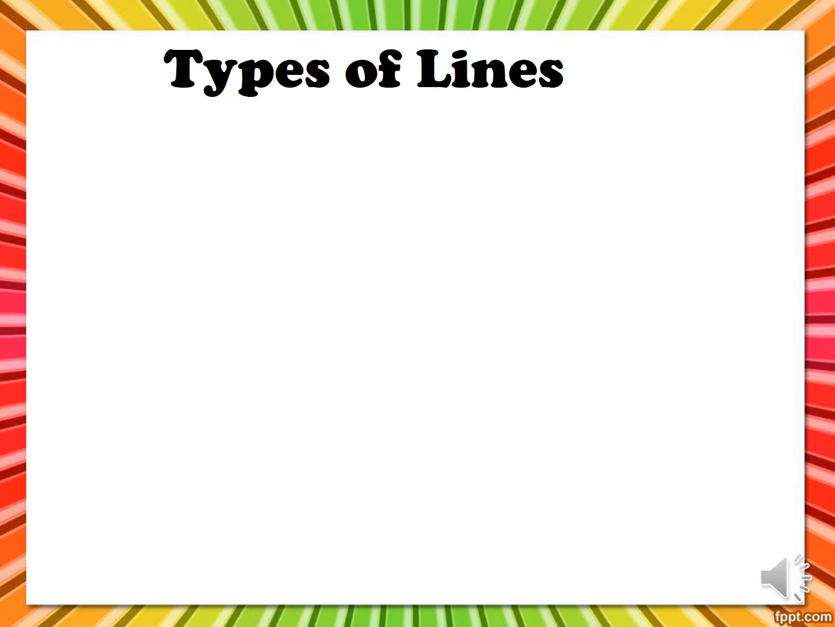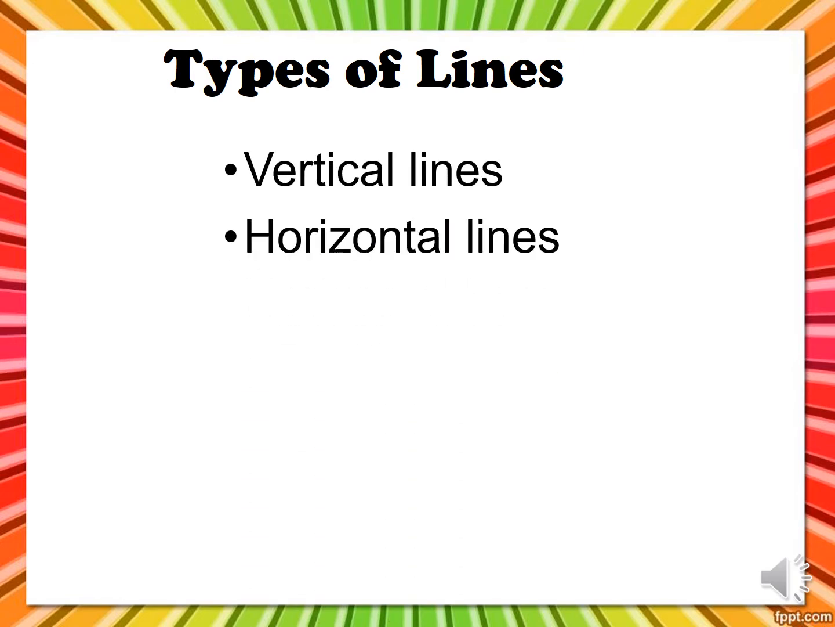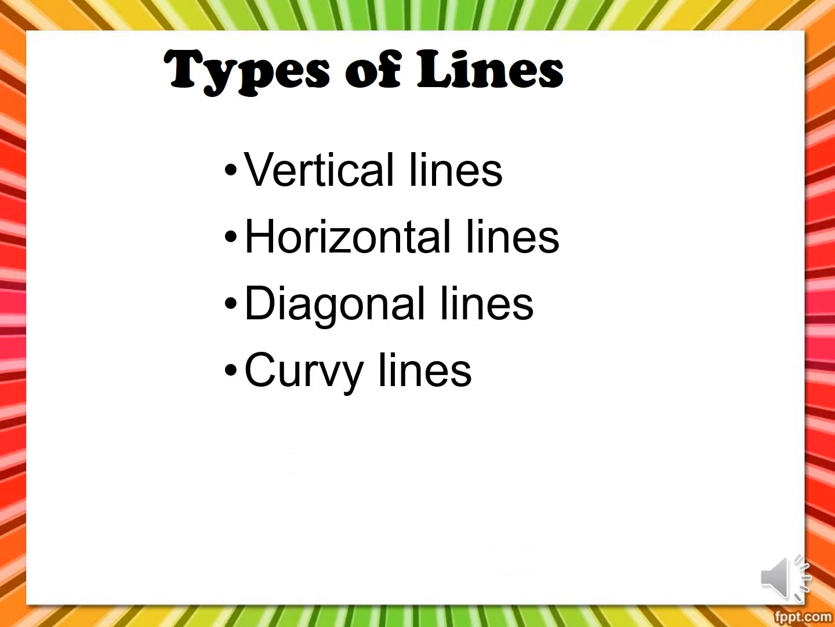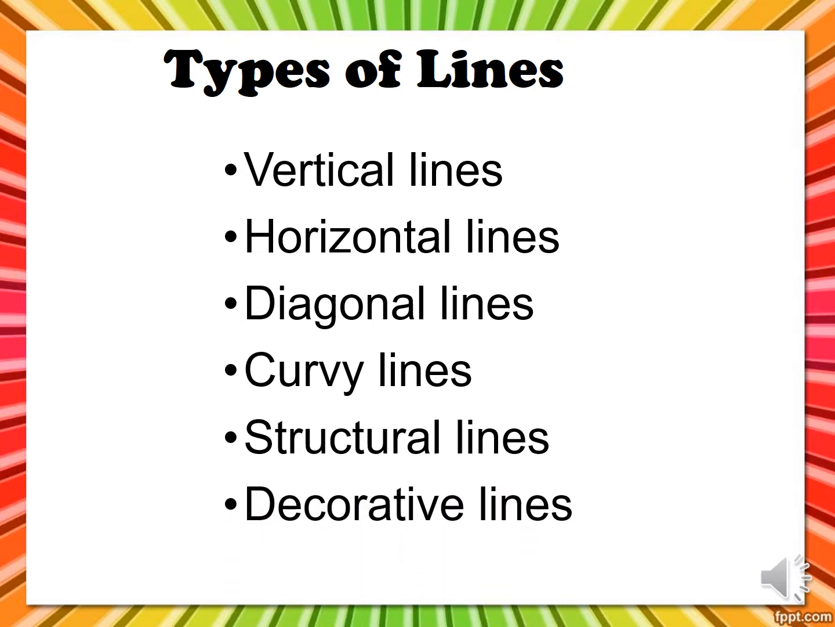We have several different types of line. First one, vertical line. Horizontal line. Next, diagonal lines, curvy lines, structural lines, and decorative lines. Now we are going to look at how each line is created.